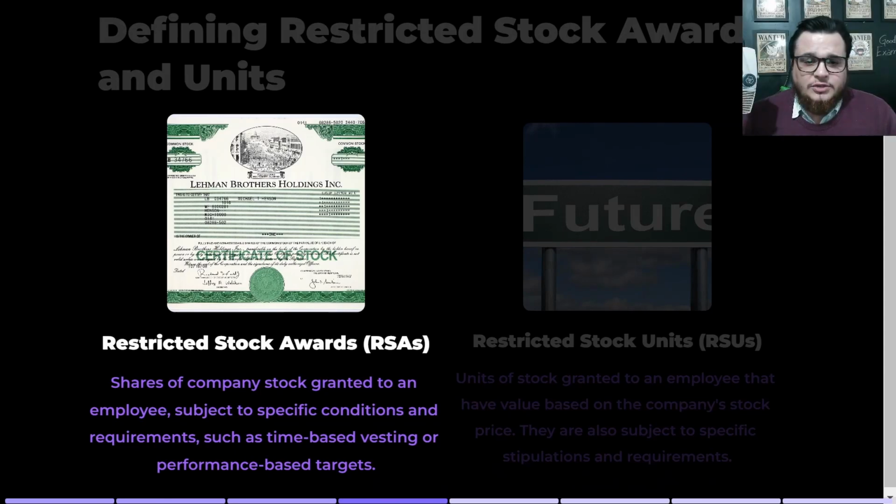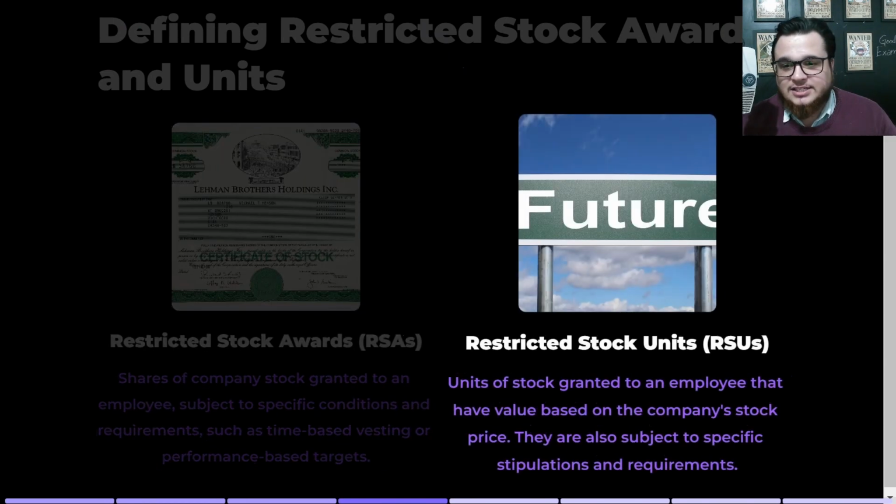First of all, restricted stock awards are shares of a company's stock granted to an employee, subject to specific conditions and requirements, such as time-based vesting or performance-based targets. But they are shares. Now, if we talk about restricted stock units, they are units of stock granted to an employee that have value based on the company's stock price. They are also subject to specific stipulations and requirements. So RSUs, just as options, are not shares at the moment of grant. Restricted stock awards, they are.